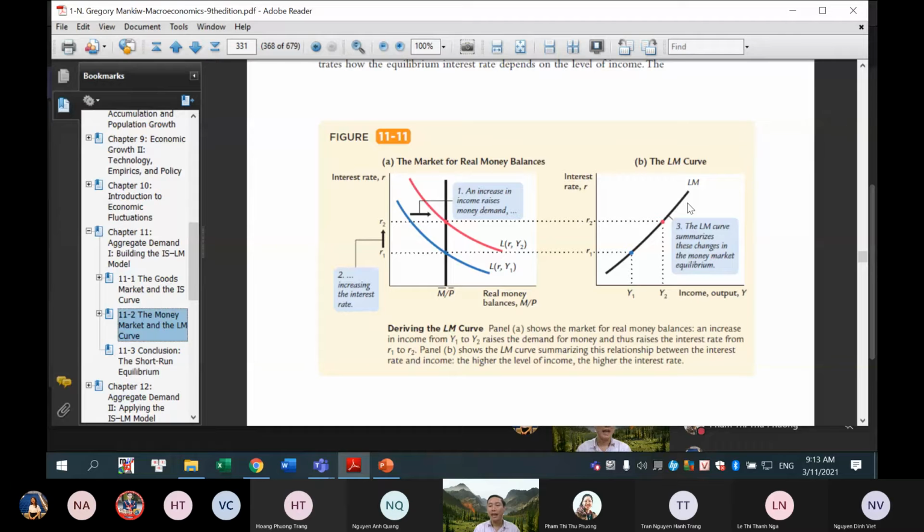Now, please tell me some reasons that lead to the shift of the LM curve to the right. In which case will the LM curve shift to the right? You have 2 or 3 minutes to find out the answer. Please tell me some reasons that make the LM curve shift to the right.